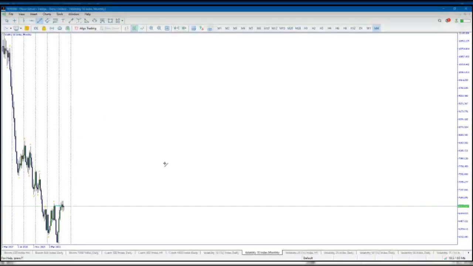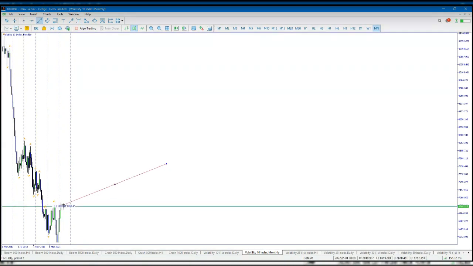So price came down from here, from a low, lower high, lower low, lower high, lower low, lower high, lower low. But now we are seeing a break of structure here, which signifies that we may be buying this asset for a long time. Why am I saying this?